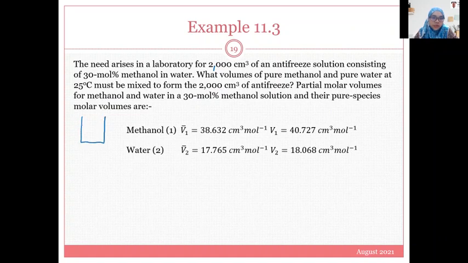So the required volume is 2000. Okay, we call this the total volume. So this is the total volume required in the beaker or in the solution, and then what is the total volume of component 1 and total volume of component 2 to be added? Okay, first we need to determine the molar volume, because the V1 total equals the mole number 1 times the volume.